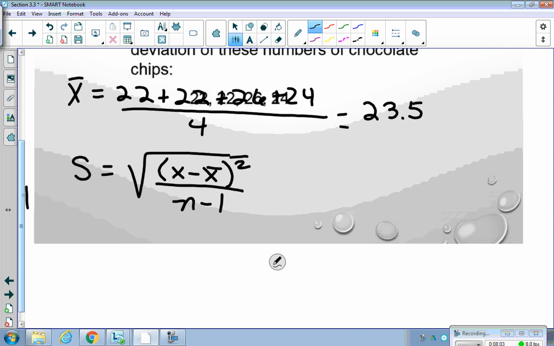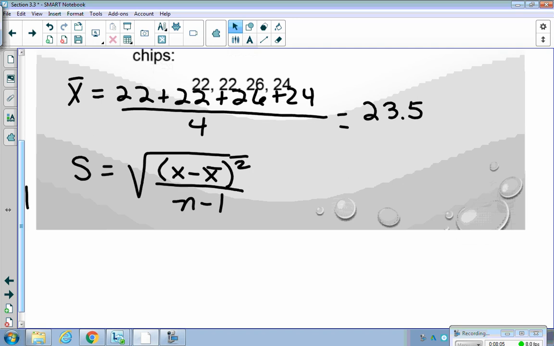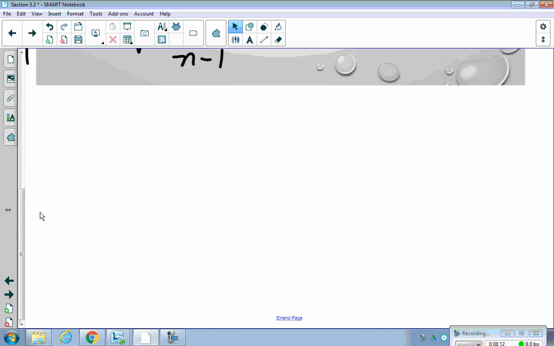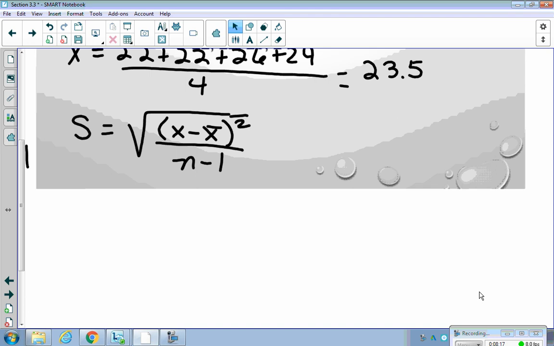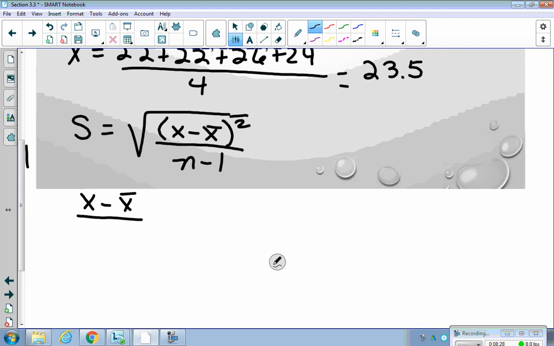So, if I can get my board to... there's what I need. So I have a little more space. So the first column I'm going to make is x minus x bar. My first data point is 22. I'm going to subtract 23.5. And of course, when I do that, I'm going to end up with negative 1.5.